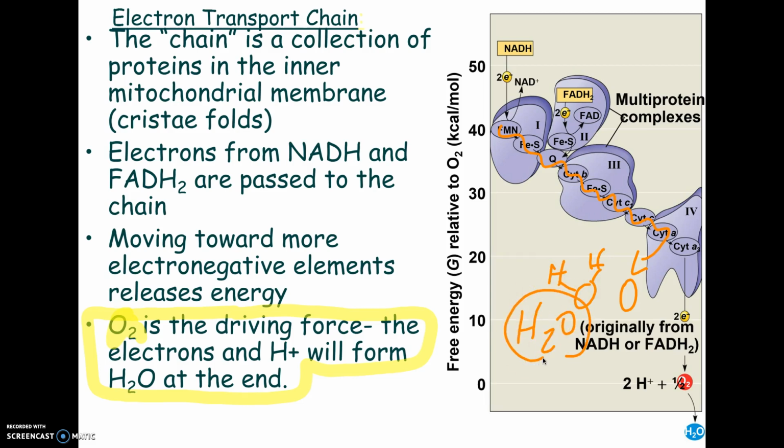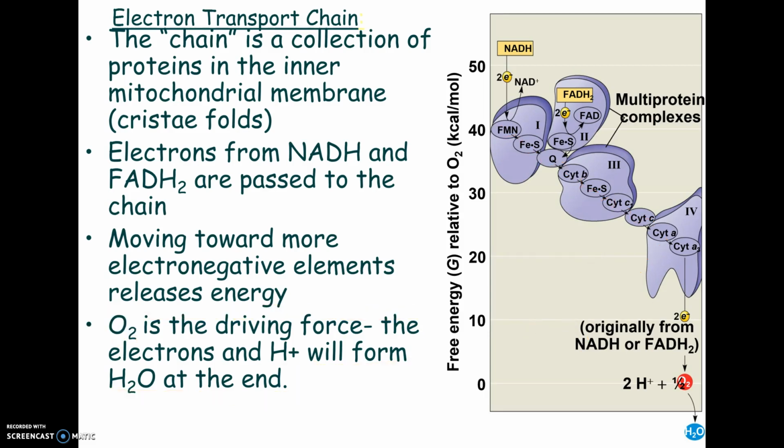So this is the only step in cell respiration where we finally see what happens to the oxygen. We didn't use oxygen for glycolysis. We didn't use any oxygen in the Krebs cycle, even though the Krebs cycle won't happen if oxygen isn't present. We didn't technically use oxygen. This is where the oxygen comes in. Oxygen is the final electron acceptor at the end of the electron transport chain.